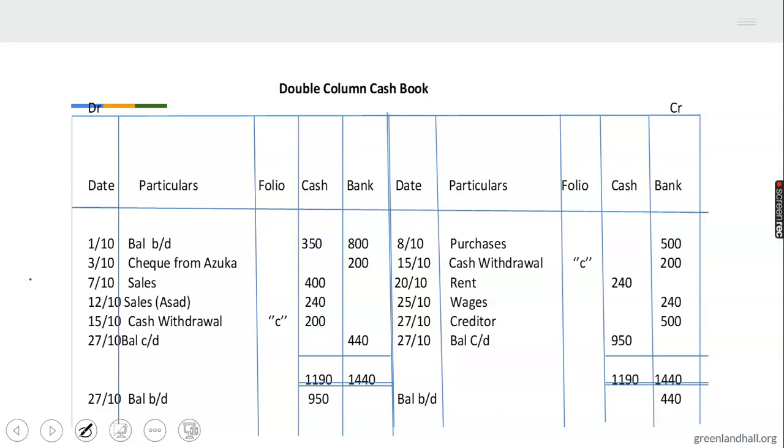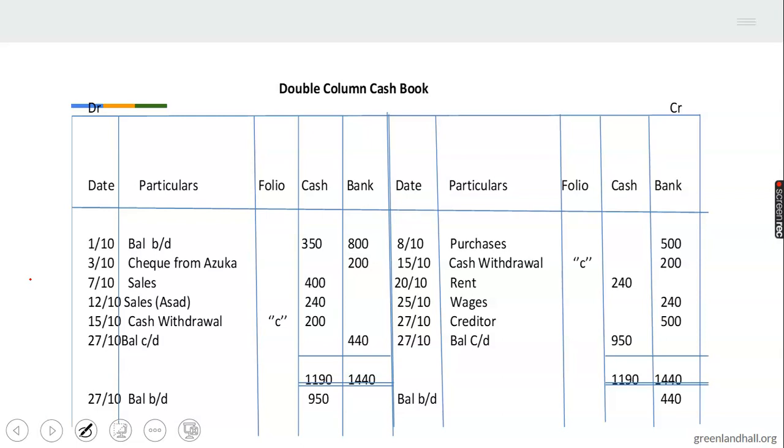Then on 20/10, rent was paid, which was 240 naira cash. So it's going to be credited to the cash column. Then 25/10, wages also was paid by check, which is 240 naira, and it's going to be credited to the bank column. Then 27/10, a creditor. We pay the creditor with a 500 naira check. So that is going to be credited under the bank column.